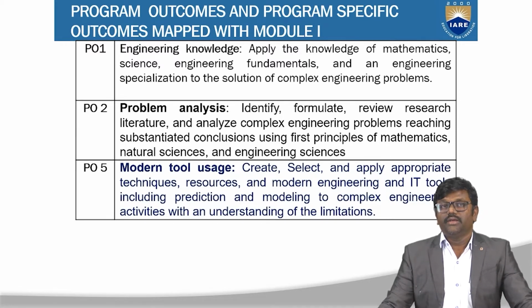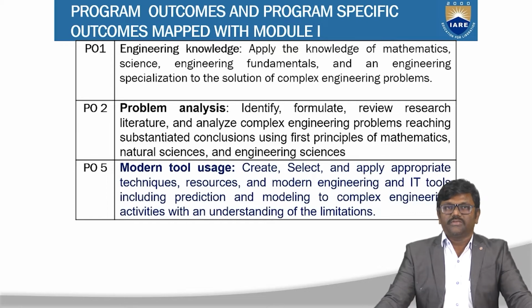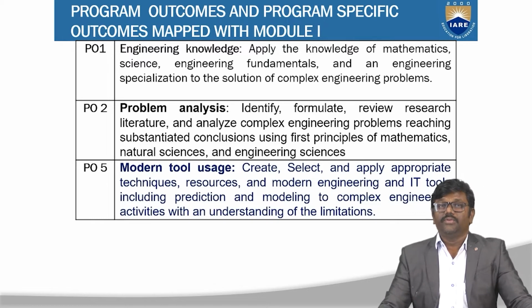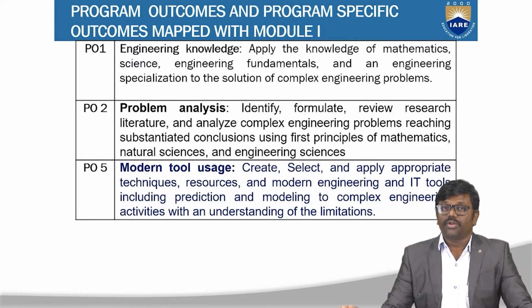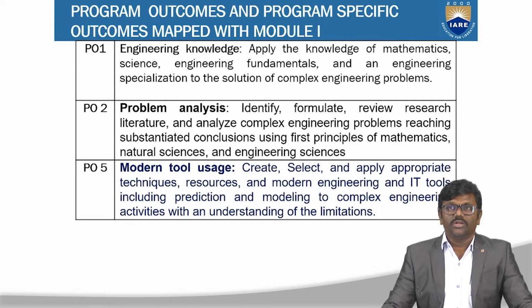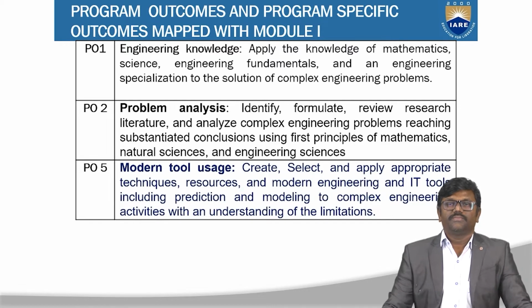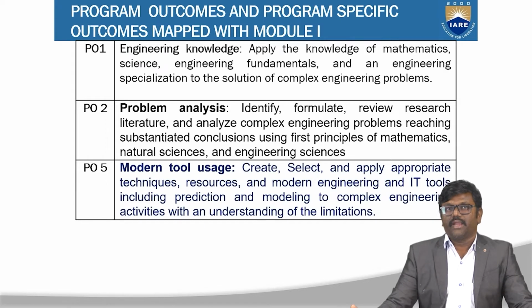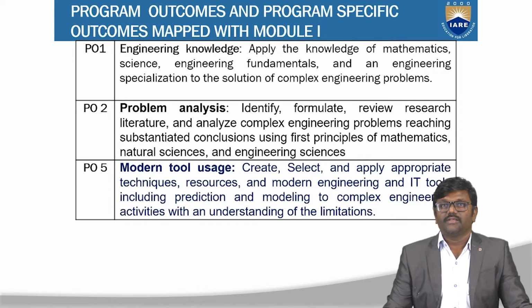First of all, let me read what the program outcomes are. There are three program outcomes here. Number 1, PO1. What do you mean by PO1? It is a standard one which every engineering program usually follows. That is engineering knowledge: apply the knowledge of mathematics, science, engineering fundamentals and engineering specializations to the solution of complex engineering problems. Next, number 2, PO2, that is problem analysis.